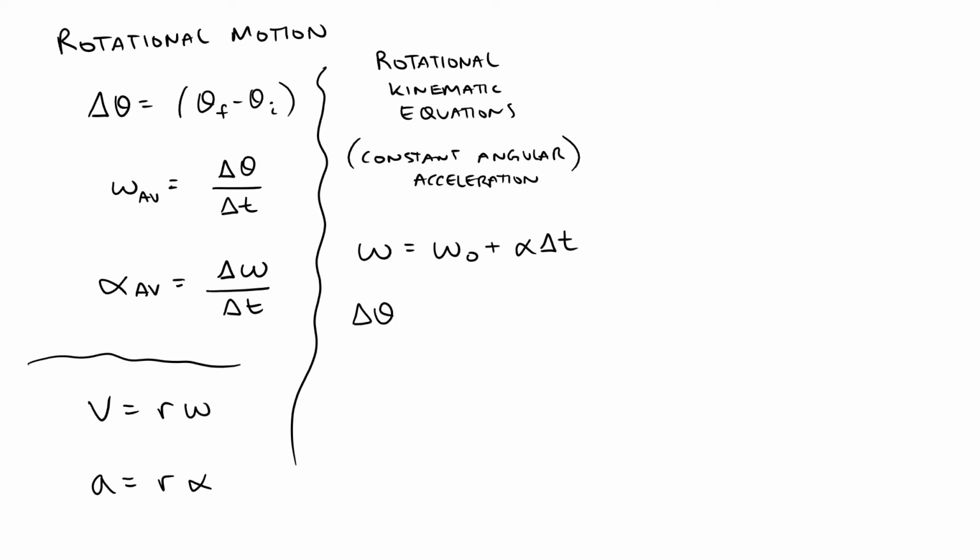We have the angular displacement is equal to the initial angular velocity times time plus 1/2 angular acceleration times time squared.